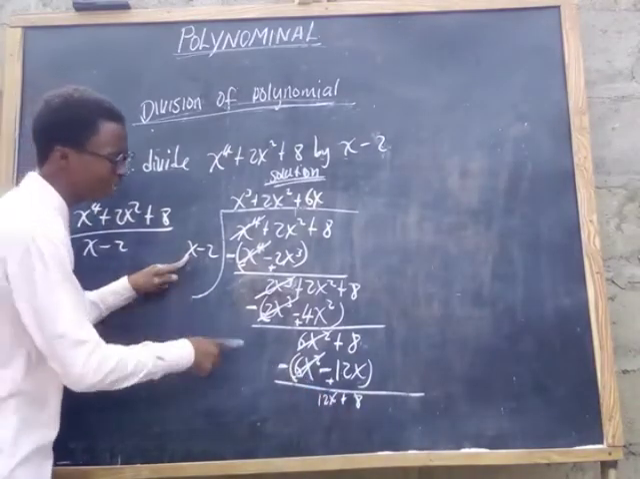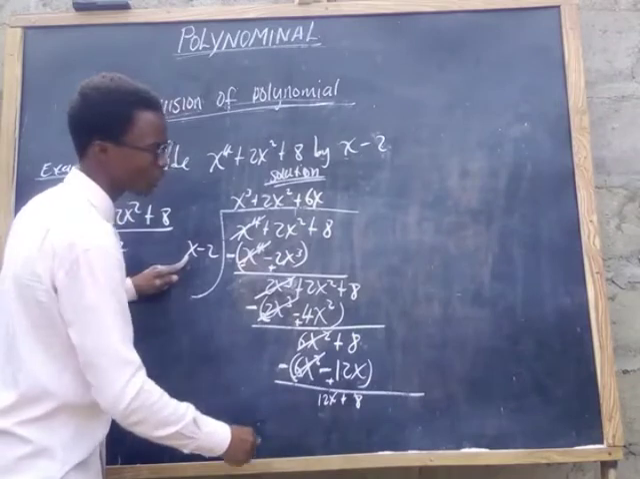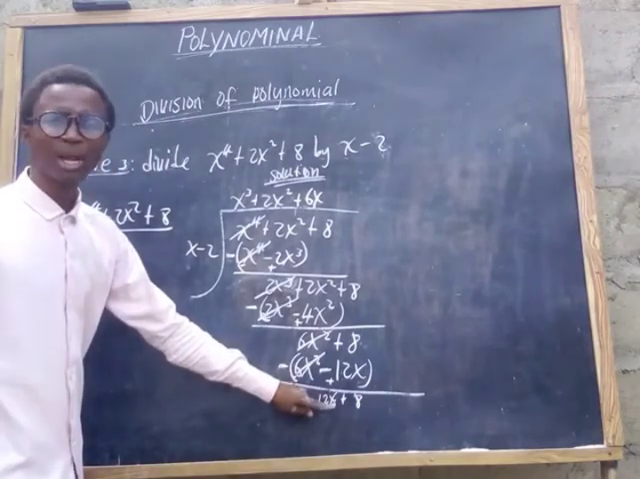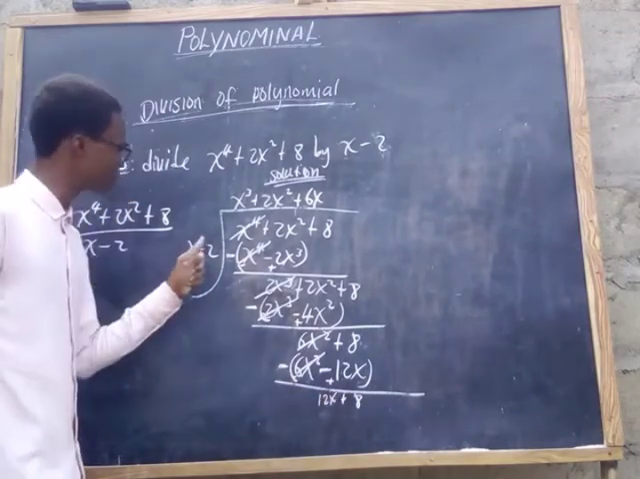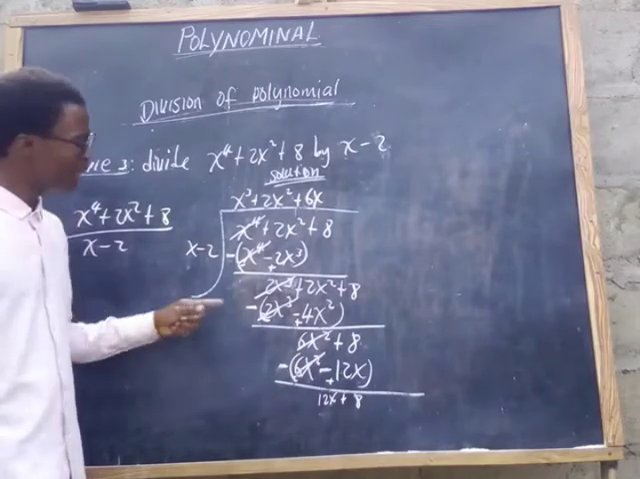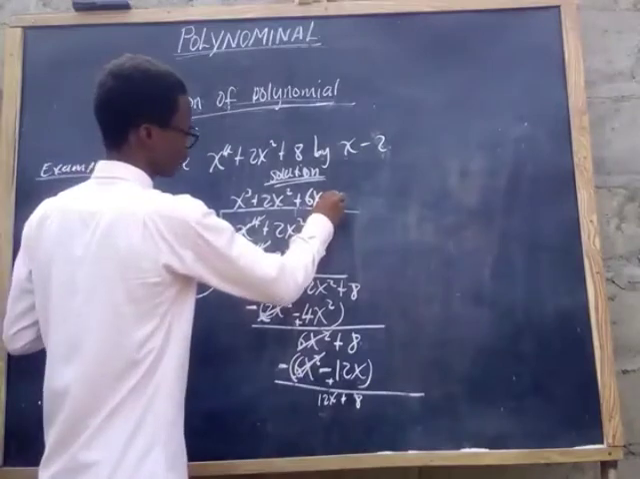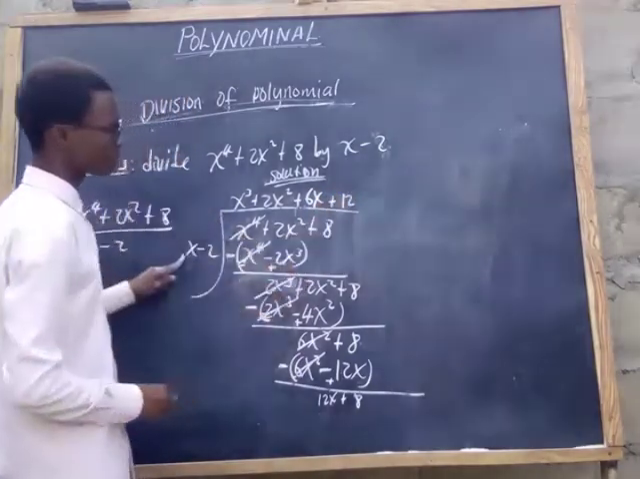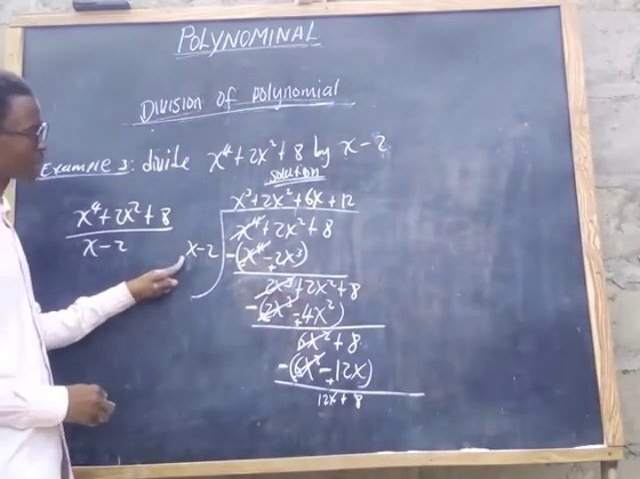Now you say x into 12x is equal to what? It's 12, because when you subtract the powers, here is power 1, here is power 1. So 1 minus 1 is 0, so you don't write x. So x into 12x is equal to plus 12. Do you see? Now what's next?